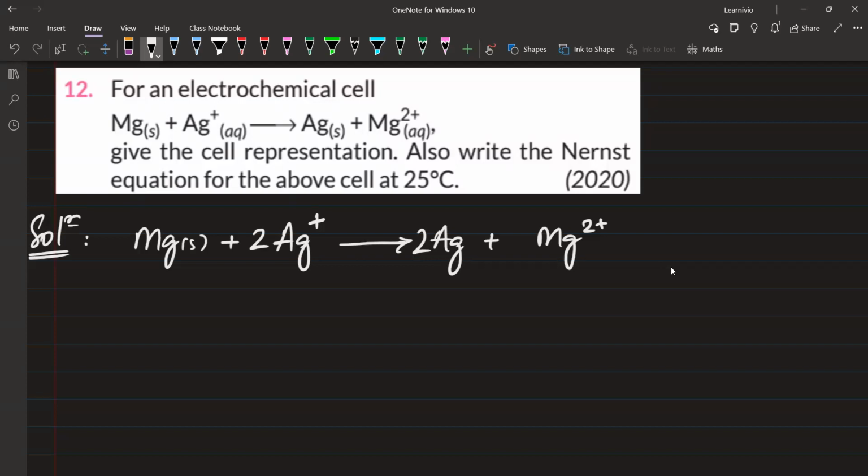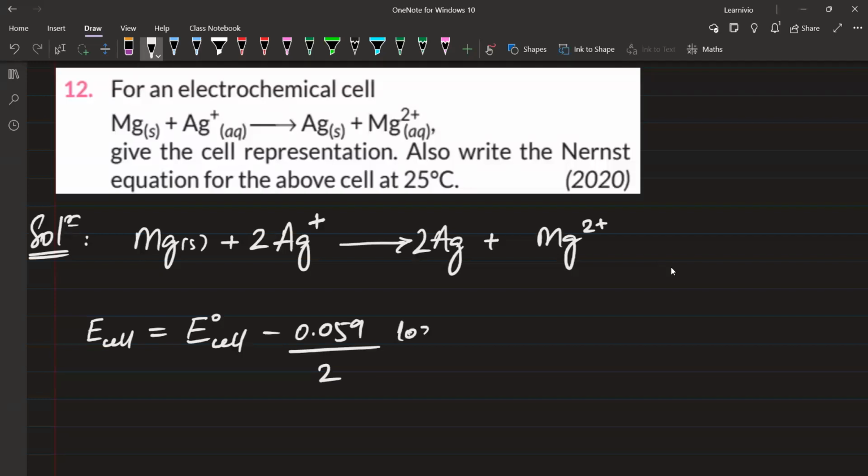Once I have the Nernst equation, I can write E cell will be equal to E naught cell minus 0.059 divided by n. To calculate the number of electrons, I have said that change in oxidation state multiplied by the number of moles. So you either take Ag or you take Mg, the number of electrons is going to be 2. 2 into 1 will be 2, or 2 into 1 like this also will be equal to 2.